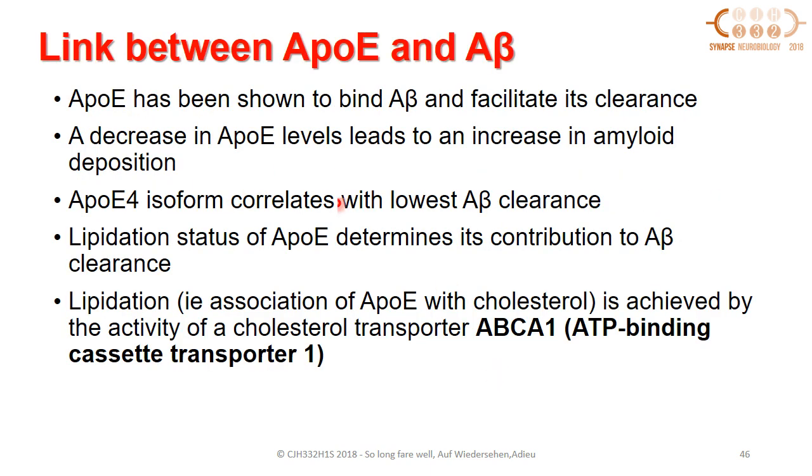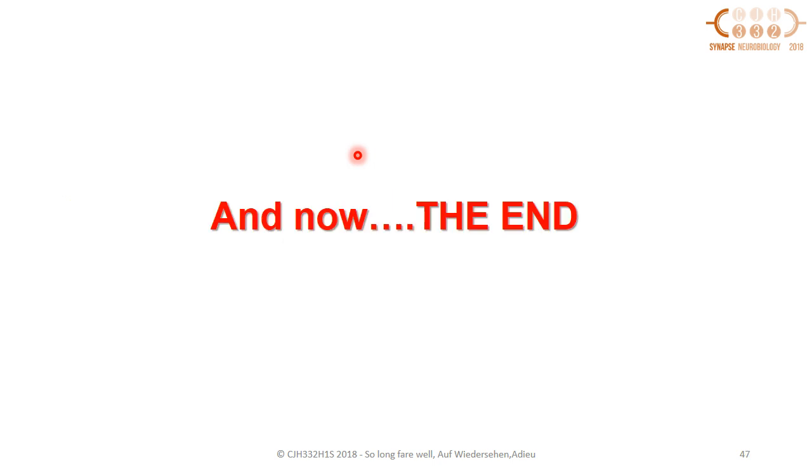Okay, so again, ApoE4 normally binds to A-beta, helps to facilitate its clearance, but ApoE4 clears A-beta the lowest out of all of the different isoforms, which is why we don't think it's very useful for you. It also gets lipidated at the lowest level as well. And again, we won't go through all of the details here. So I think that's sort of it for what I wanted to go through with you.